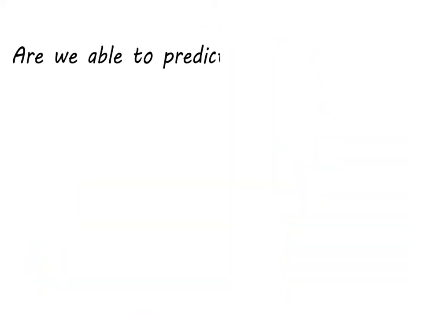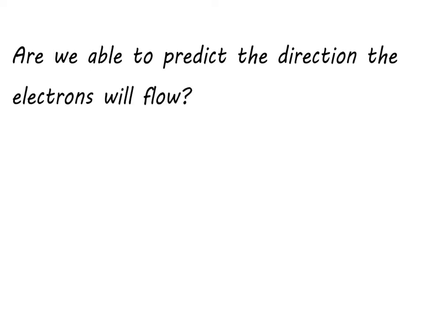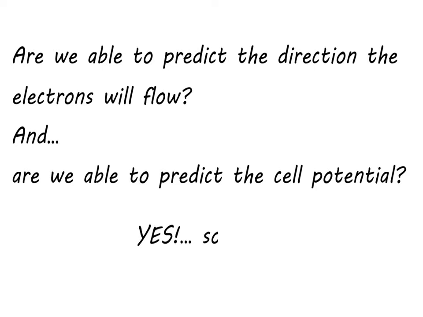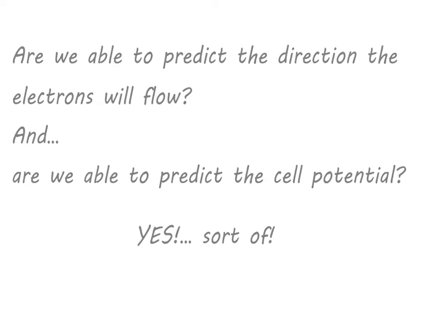So, are we able to predict which way the electrons will flow when we pair together any 2 half cells? And are we able to predict the force by which electrons are pushed around, the so-called overall cell potential, which is measured in volts using a voltmeter connected to the circuit? The answer to both these questions is yes, sort of. We will now learn how it is possible to make these predictions and learn about the limitations of such predictions.